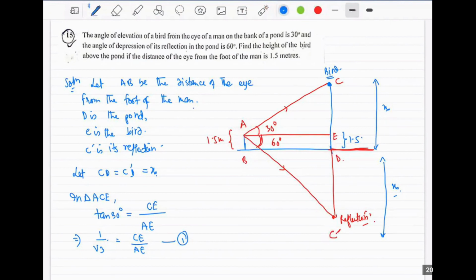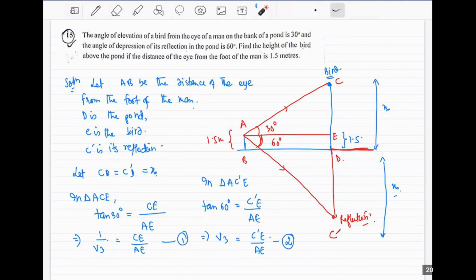You take this triangle and use tan again. This time it won't be tan 30, it will be tan 60 degree. Tan 60 degree will be opposite by adjacent. Opposite of 60 is C prime E, and adjacent is AE. So you put the value of tan 60 as root 3 equals C prime E divided by AE. This is equation number 2.